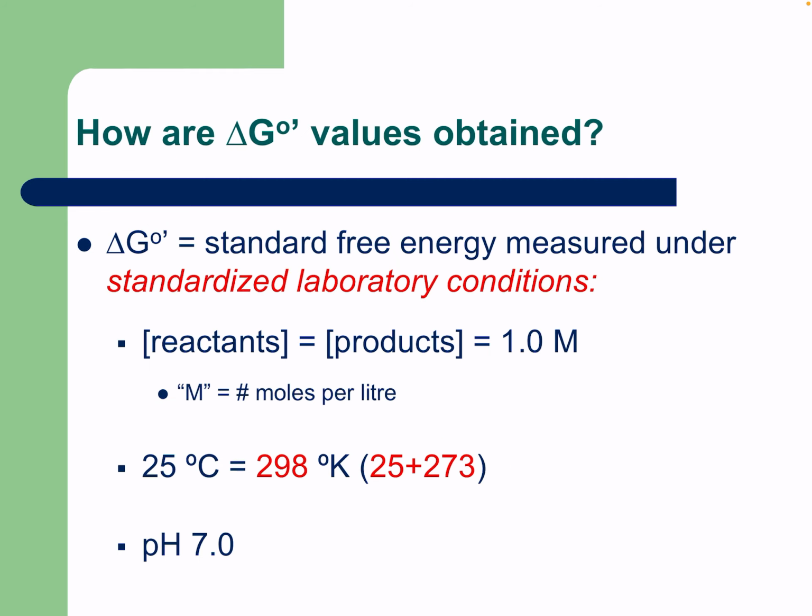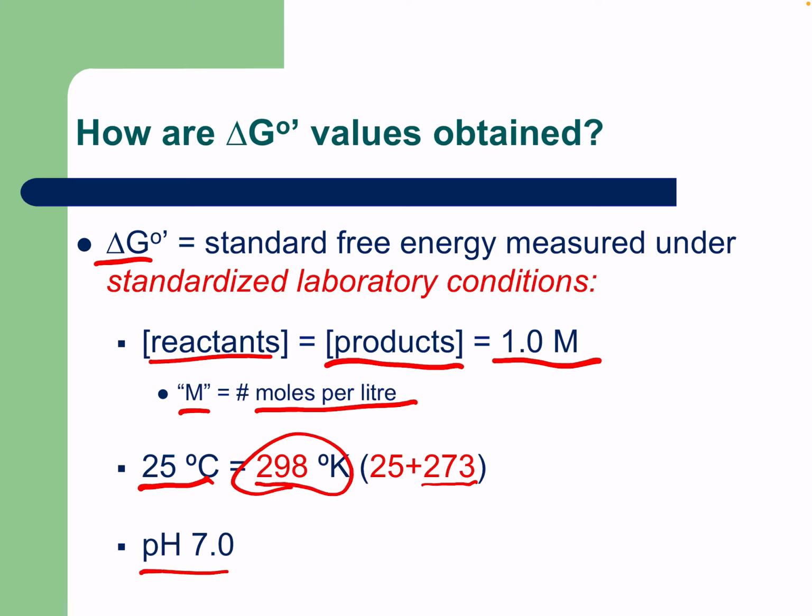So how are these values obtained? Gibbs standard free energy is usually measured under standard laboratory conditions, where we have reactants and products. When a reactant equals a product, it equals 1 mole. Again, M is moles per liter. So for example, at 25 degrees, so remember plus 273 equals 298 degrees Kelvin, and at a pH of 0. We need to have these all standardized, or know them at least.